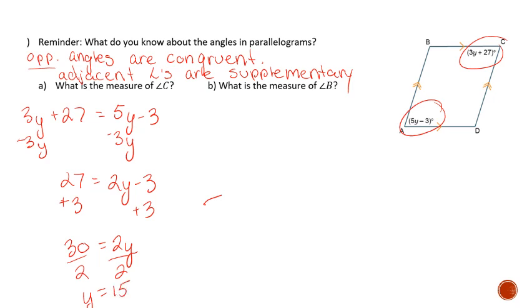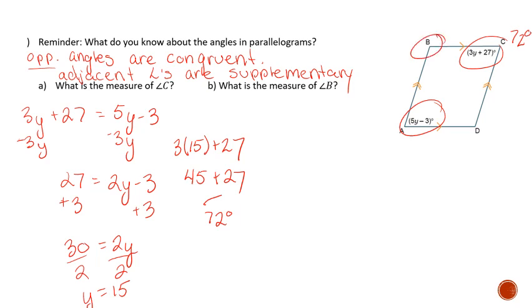We still need to go back and get angle C. So angle C, we just want to plug in that 15. So we have 3 times 15 plus 27. That gives you 45 plus 27, and 45 plus 27 should give you 72 degrees. Okay, so angle C is 72 degrees.